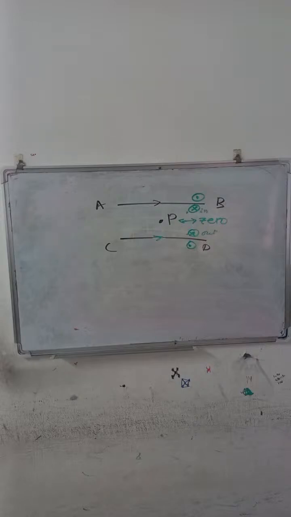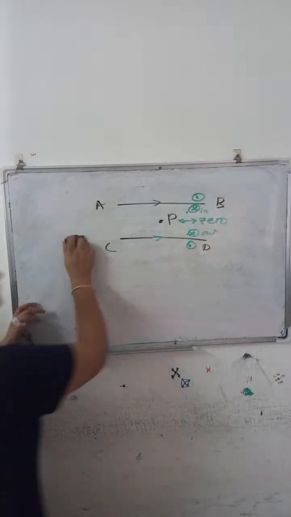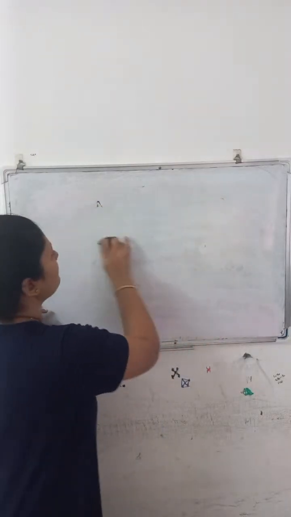Okay, now one more question is there. Write down: Name the poles P, Q, R, S of the magnets in the following figures A and B. And in the B part, write down: State the inference drawn about the direction of magnetic field lines on the basis of these diagrams.